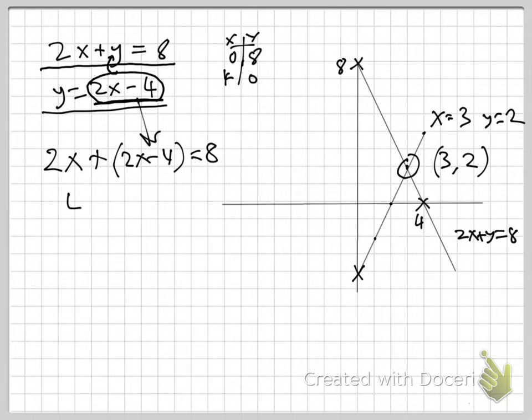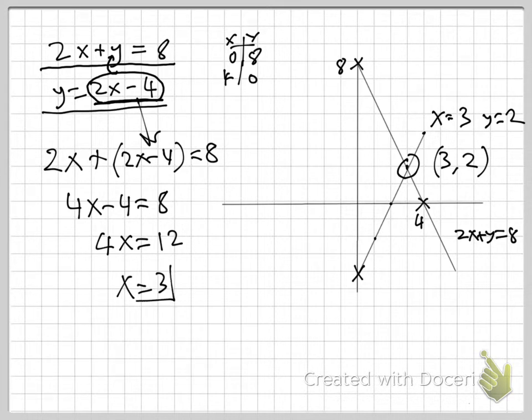Now, 2x and 2x is 4x. Still got the minus 4, still got the 8. Add a 4 to both sides, I get 12. Divide both sides by 4, I get x equals 3 again. Okay, remember? That's what we've got for the graph.